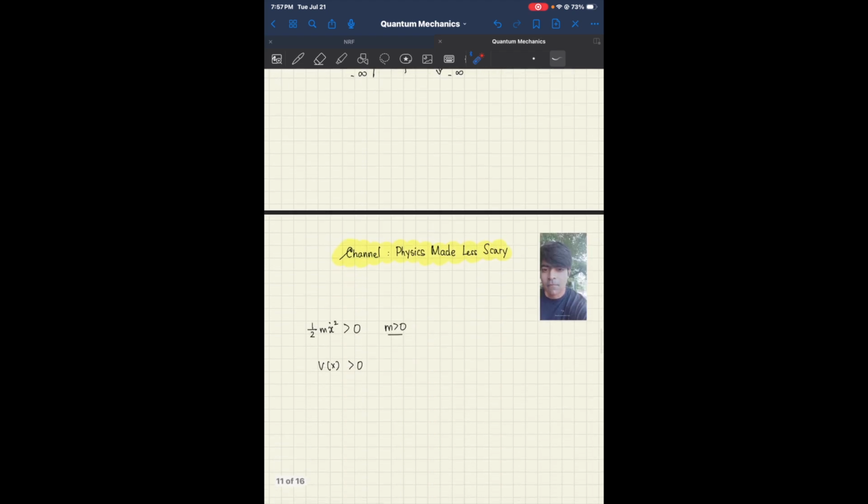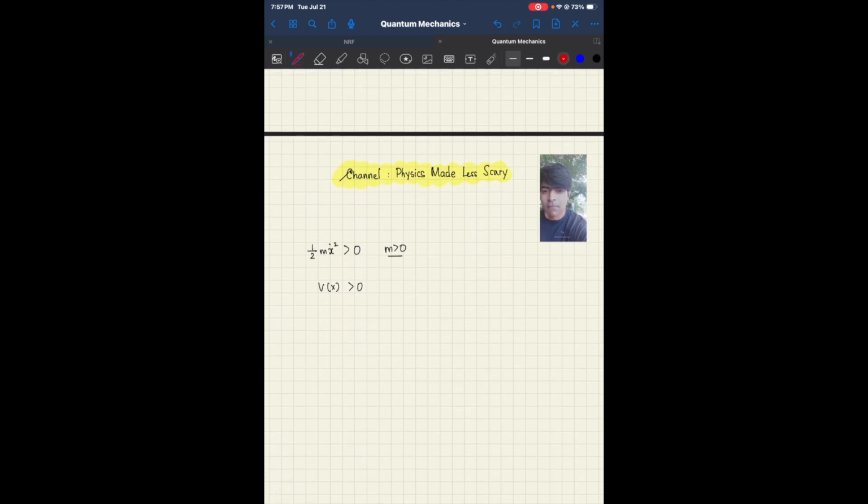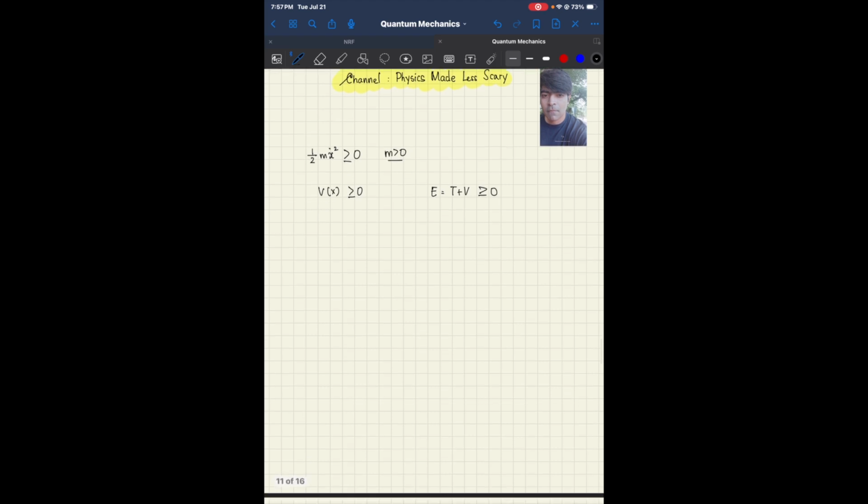So now let's look at the energy. So what happens to your energy? Your total energy is T plus V, kinetic energy plus potential energy. And you see individually, both of them are positive definite, right? Which means that this is actually a positive definite quantity. And this you always demand in physics. You demand your energy is bounded from below.